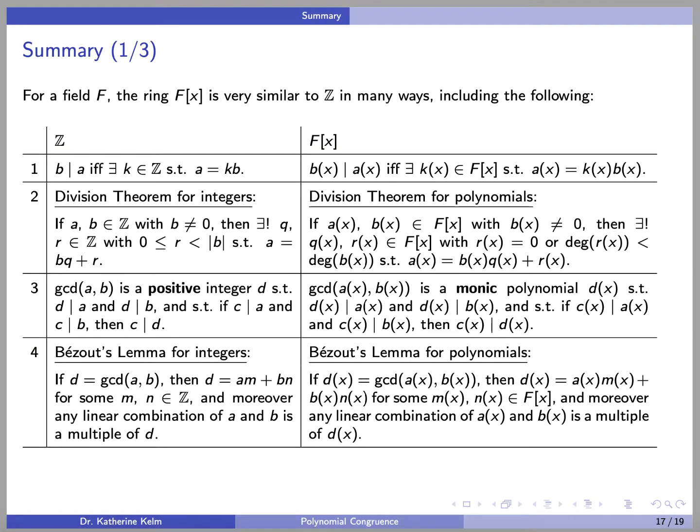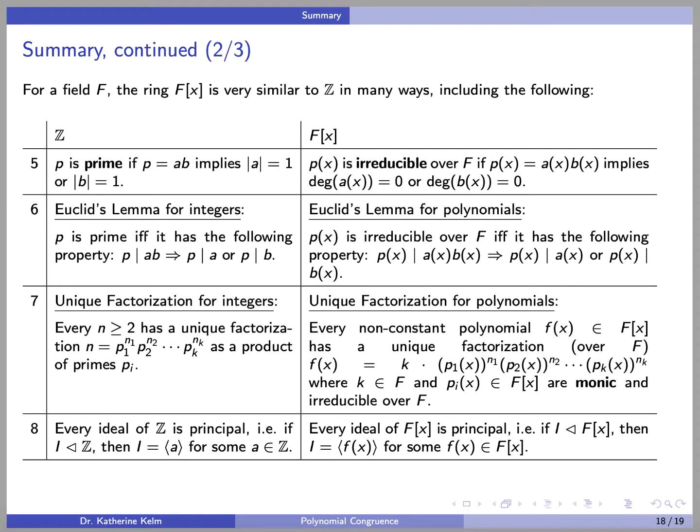In summary, for a field F, the ring of polynomials in a single indeterminate with coefficients in F is very similar to the ring Z in many ways, including all of these. Numbers 1 through 4 that we reviewed at the beginning. Items 5 through 8 that we also reviewed at the beginning. One more remark about item 8 here.